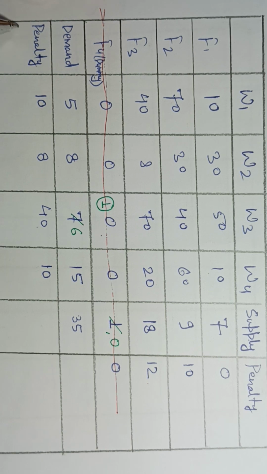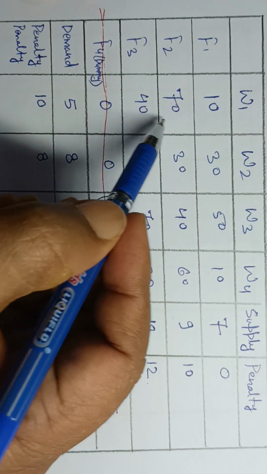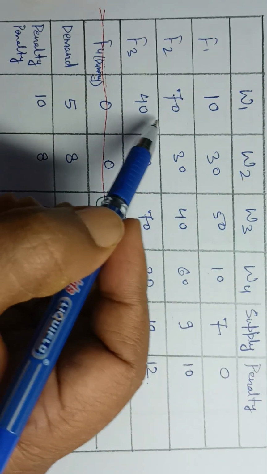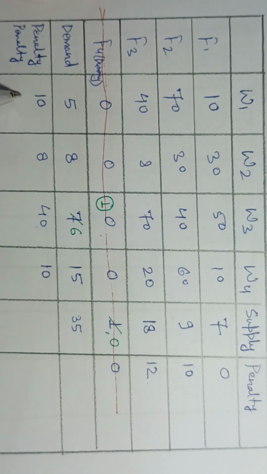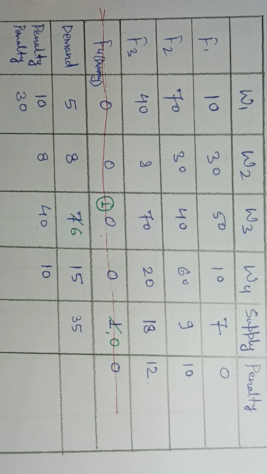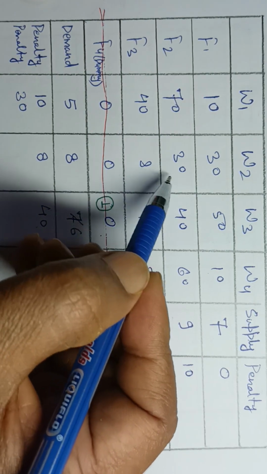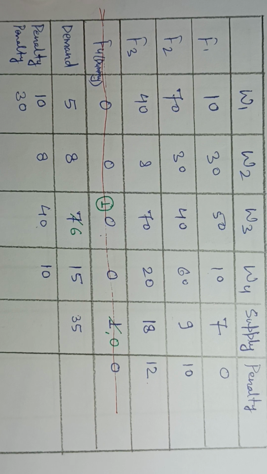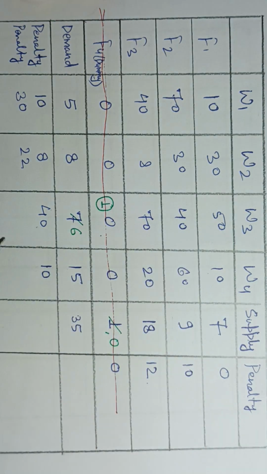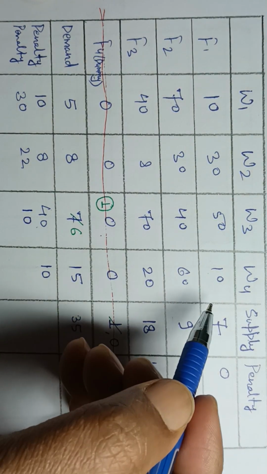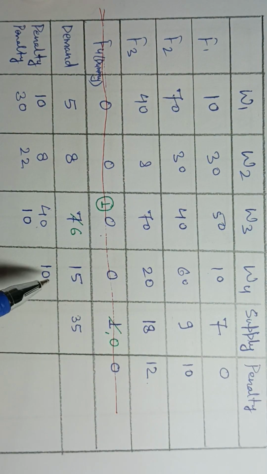So we will calculate the penalty for each column. So here, the remaining elements are 10, 40. The two least elements here are 10 and 40. So the difference between them is 40 minus 10, that is 30. Then here the two least are 8 and 30, so the difference would be 22. And here the two least are 50 and 40, so the difference would be 10. Here the two least are 20 and 10, so here 10.